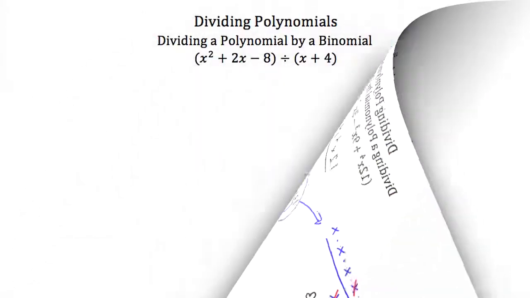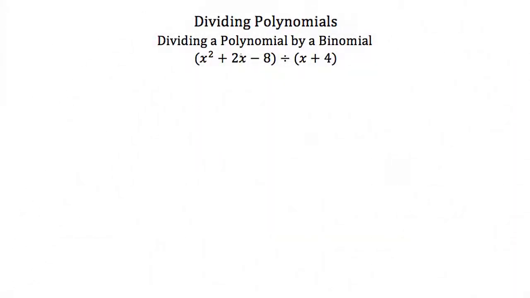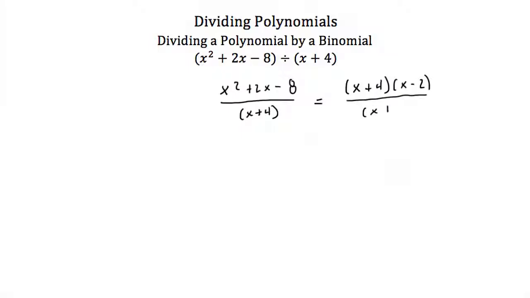Now let's talk about dividing a polynomial by a binomial, or a polynomial that has more than one term. Here we have x squared plus 2x minus 8 divided by x plus 4. Now again, I can write this as x squared plus 2x minus 8 over x plus 4. Now the easiest way to do this is to factor our numerator. This will factor into an x plus 4 times an x minus 2. And this is still divided by x plus 4.